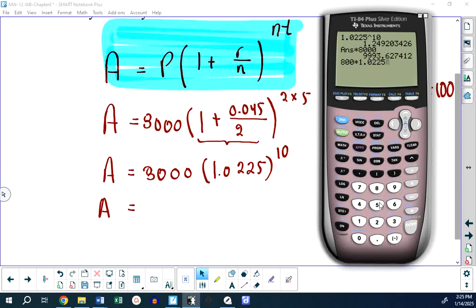You forgot a 0. Thank you, Ryan. There we go. Raised to the 10. Okay, so 9,993.62. How much money did he borrow? $8,000. How much does he have to pay back? Almost $10,000. It's about $2,000 interest, that extra money he has to pay. So 9,993.63.